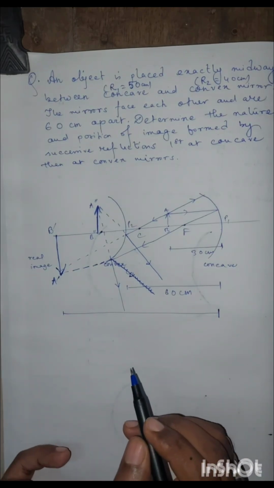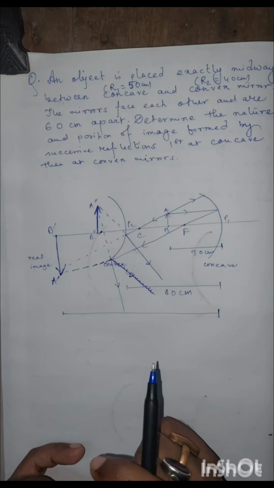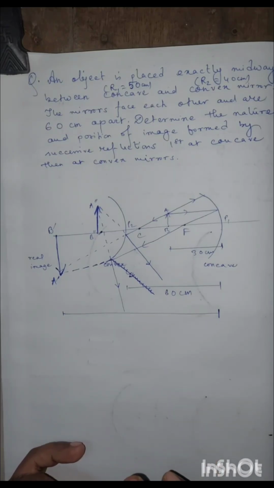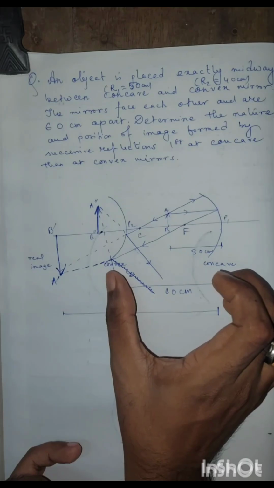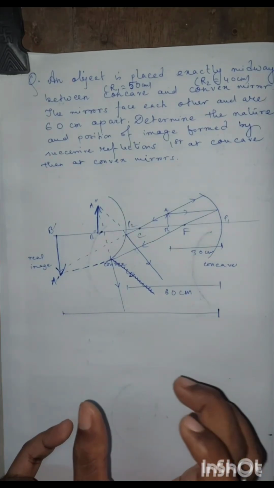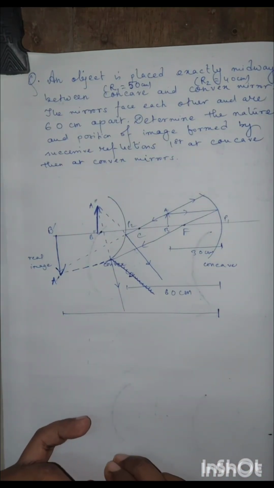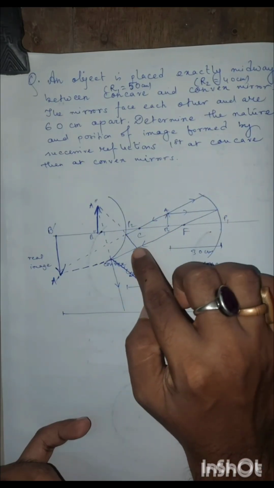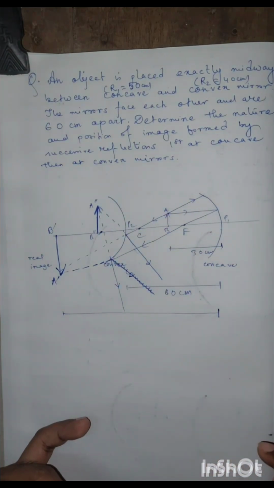Now, if we put a convex mirror at a distance which is shorter than the distance of A dashed B dashed, then these rays, the rays reflected by the concave mirror, will again get reflected by the convex mirror.